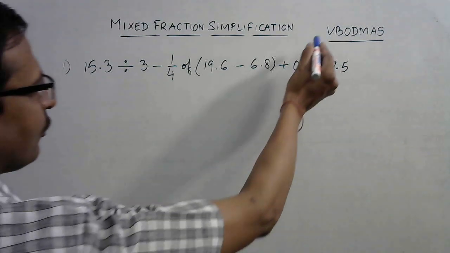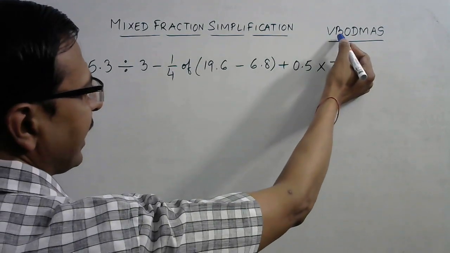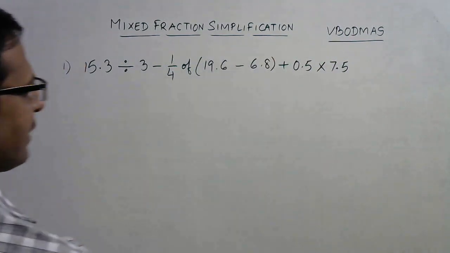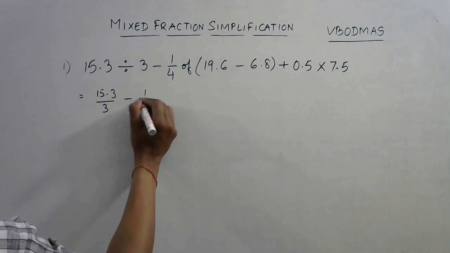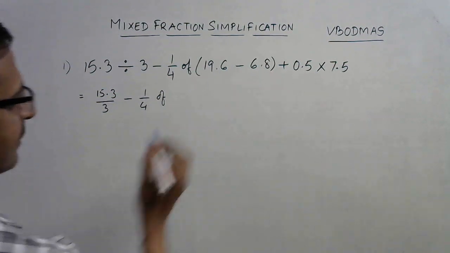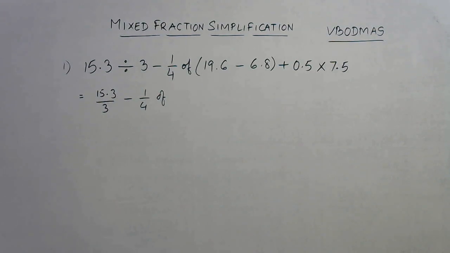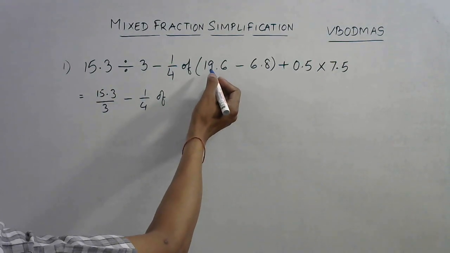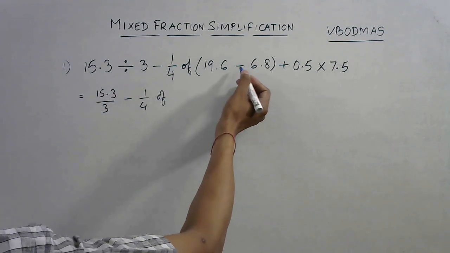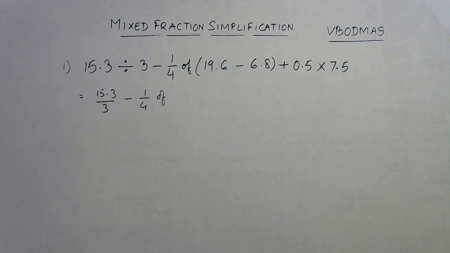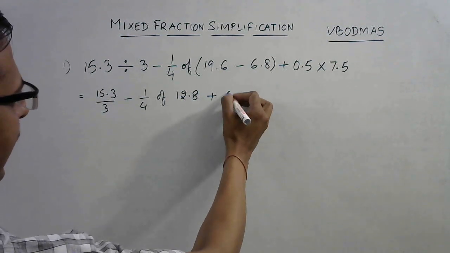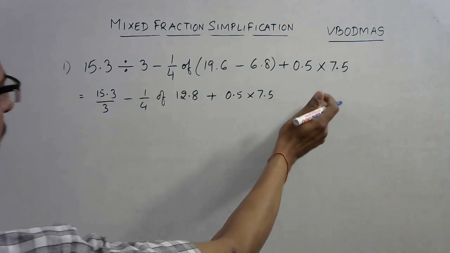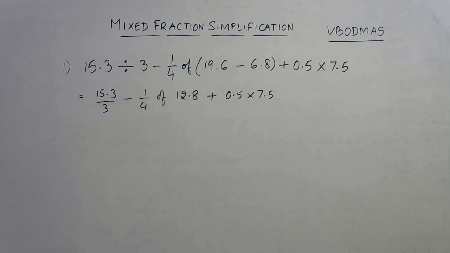Now see, there's no vinculum sign here, no bar, so I am omitting V. Now bracket. Here we have a bracket, so let's simplify this bracket first. 15.3 divided by 3 minus 1/4 of, now let's subtract this. When you subtract 19.6 and 6.8, 6.8 is very close to 7, so if I convert this into 19.8 minus 7, then 19.8 minus 7 is 12.8. So 12.8 is the result of simplification of these two, and then 0.5 into 7.5. Now already you can see the question has reduced to a great extent.